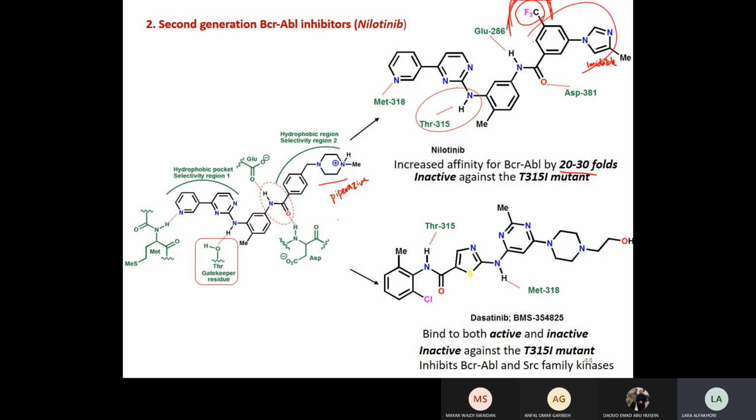Okay? Is nilotinib type 1 or type 2? Yeah, it is still type 2. Okay? Now look at the interactions it forms. Do you think it is active or inactive against the mutant ABL, the T315I mutant?